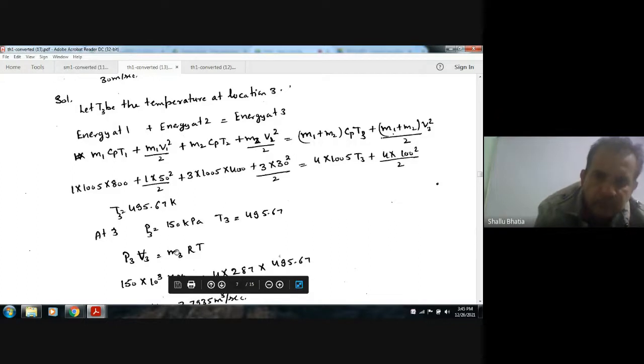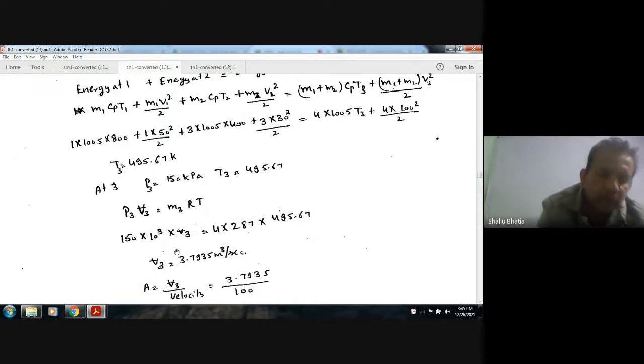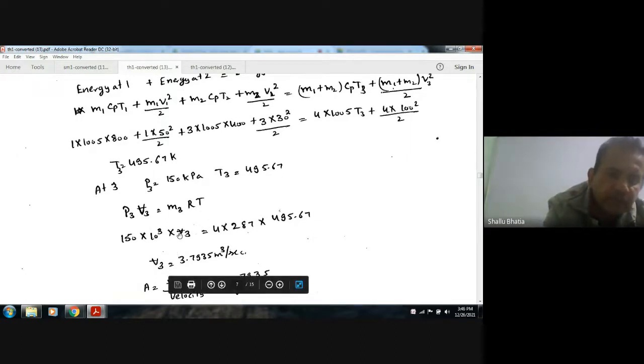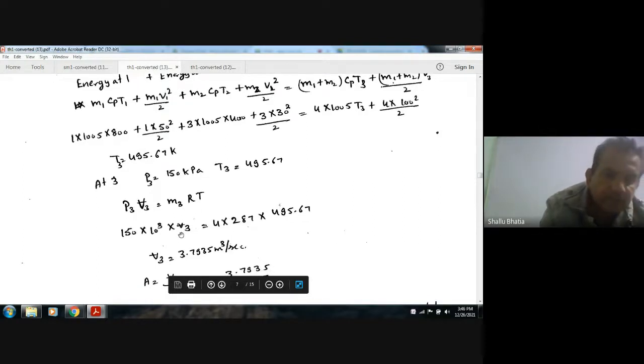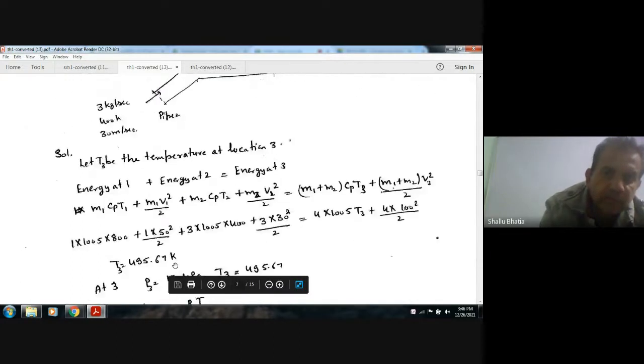Using the relationship P3 V3 equals m3 R T3. Now P3 is 150 into 10 power 3, and this is V3. So m3 is 4, R is 287, and T is 495.67. Now V3 is the volume leaving per second. By using this relationship, we can find V3, and V3 is nothing but area into velocity. Velocity is known, 100 meter per second.